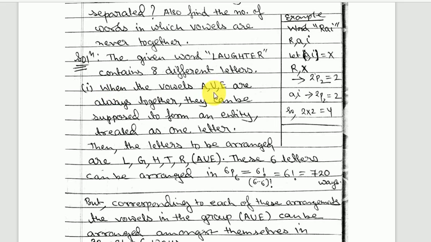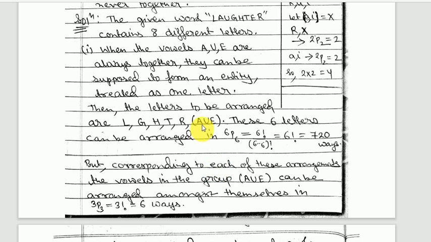When the vowels A, U, E are always together, they can be supposed to form an entity treated as one letter. Then the letters to be arranged are, suppose I consider these vowels as a single letter, then the number of letters will be L, G, H, T, R and A, U, E as a single. So altogether I will have only 6 letters. These 6 letters can be arranged in 6P6 ways, that means 720 ways you can arrange these 6 letters.